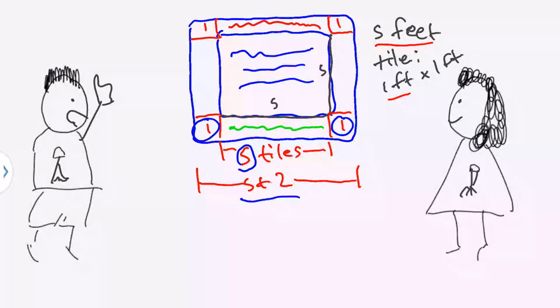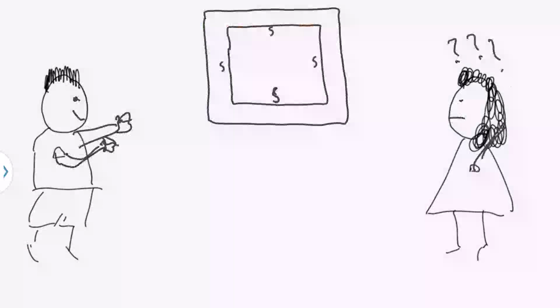So there's S feet, then there's S tiles, and then you have the 2 sides. Yeah, and so the whole point is to figure out how many tiles are along the entire border, okay? And so if you have S plus 2 tiles here, then, Bonnie, how many tiles do you have up here?